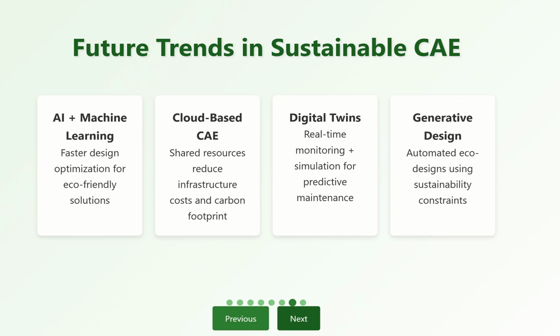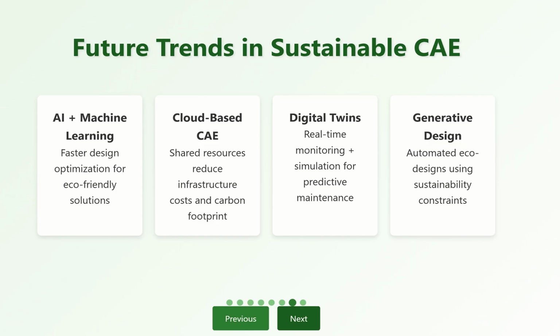Number 2, cloud-based CAE, like Fusion 360, like Creo PTC, like Onshape. These softwares have changed their perspective. You don't need to install in your computer. You just need to create an account online, and then you use their softwares, which means they are using a cloud-based way of sharing resources to reduce infrastructure cost and also to reduce carbon footprint.